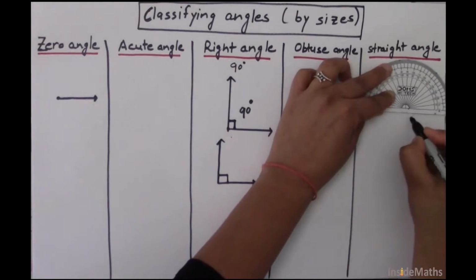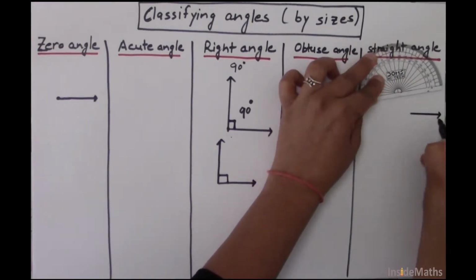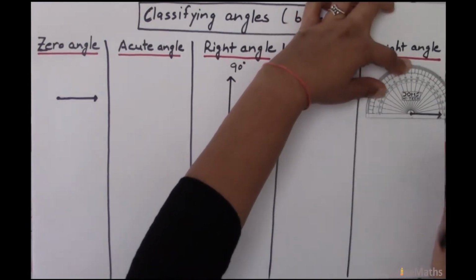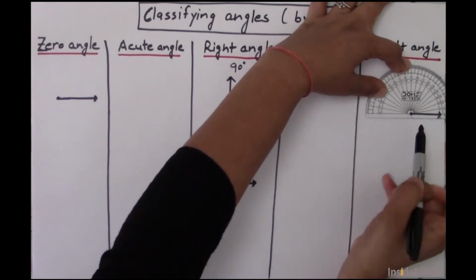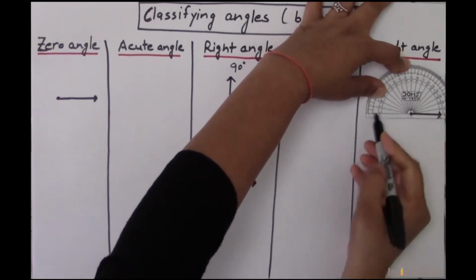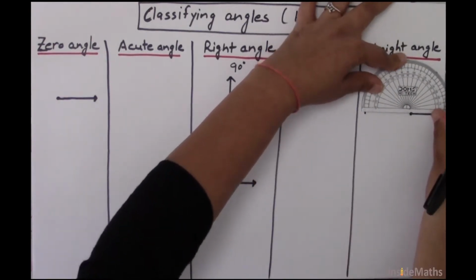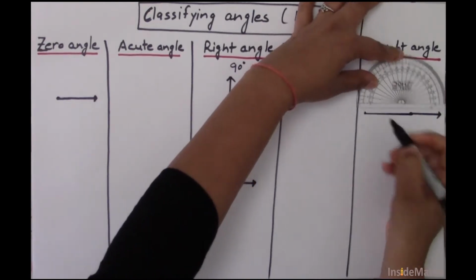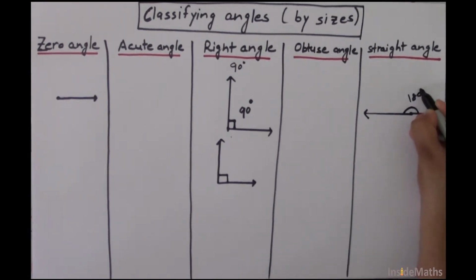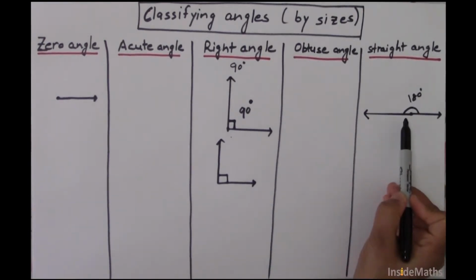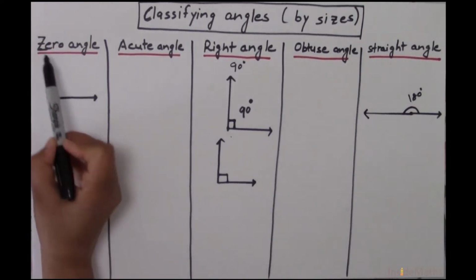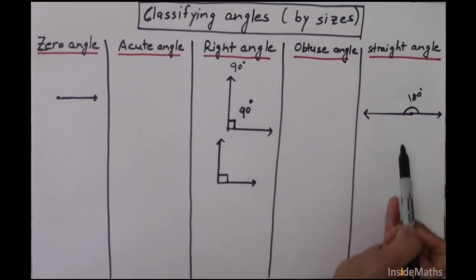So if I draw an angle, let's say this is a ray, and I make an angle of 180 degrees. I'm measuring it from the right side, so I have to go 0, 10, 20 all the way to 180 degree over here, and I'll join these 2 points and I'll assume that this is a ray. Now this is an angle of 180 degrees. So this is called a straight angle as it is a straight line. So these are the angles: a zero angle, a right angle, and a straight angle.